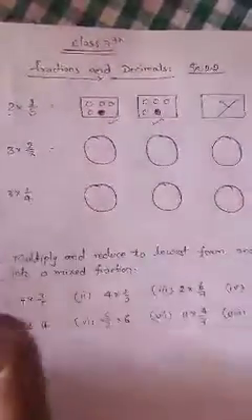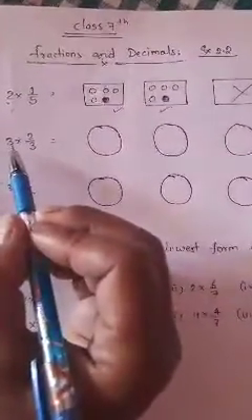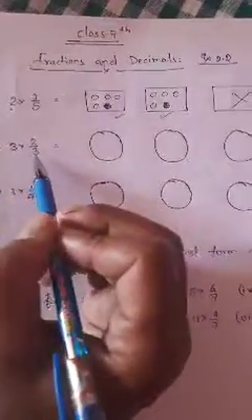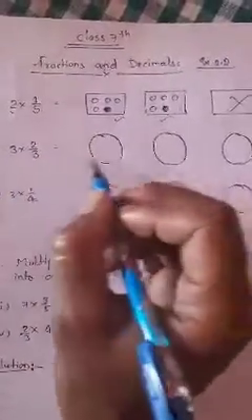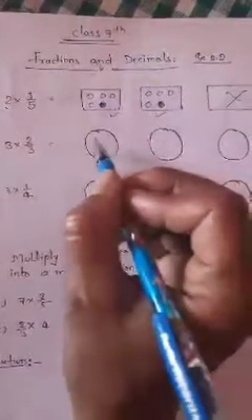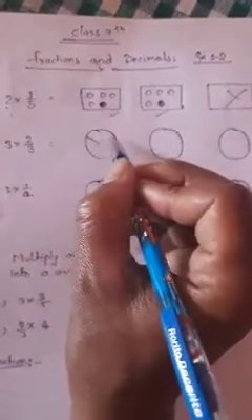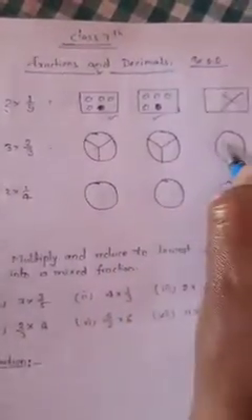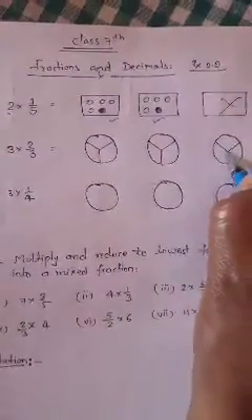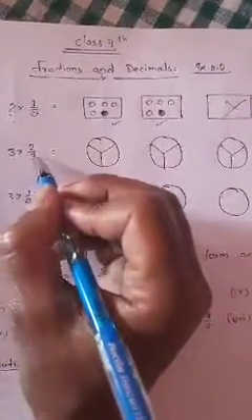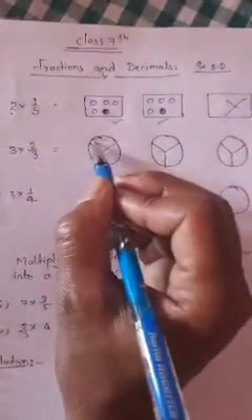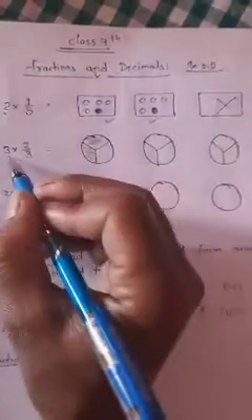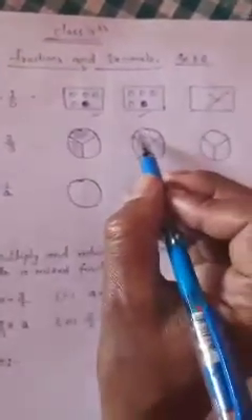Similarly it is done for 3 into 2 upon 3. The fraction is 2 upon 3, and 3 times of it means we have to make three groups, and we can divide each of these circles into three equal parts, shading one part and a second part from each, again because we have three times of it.